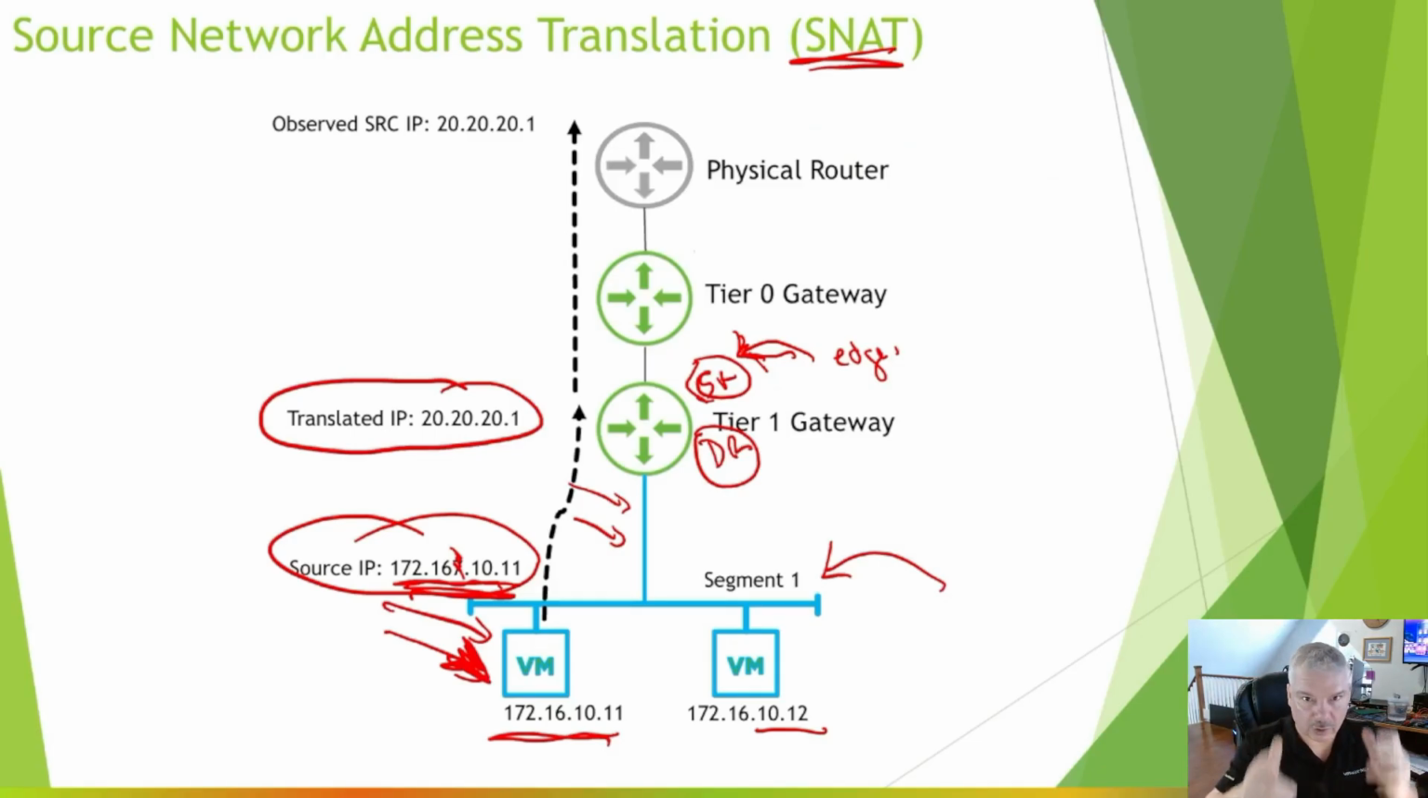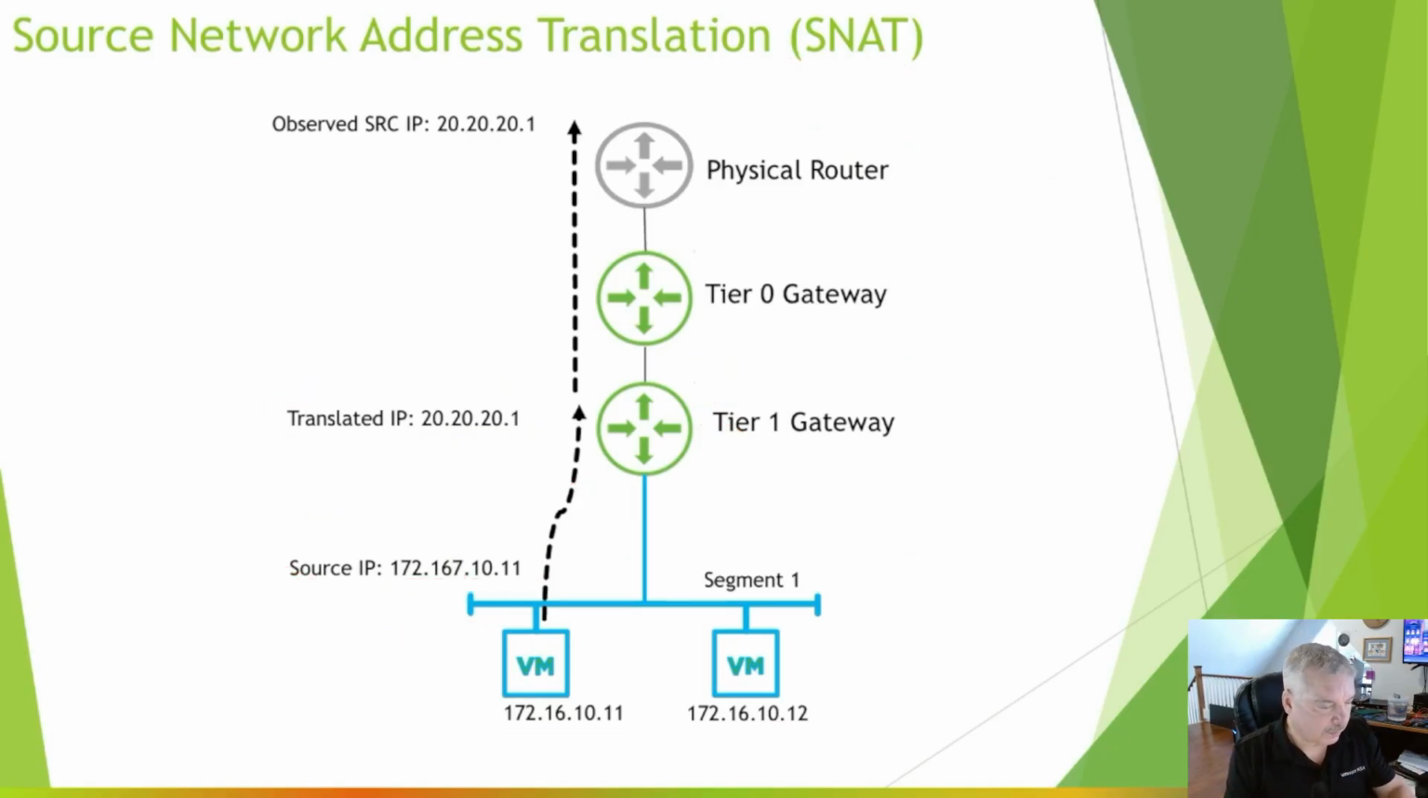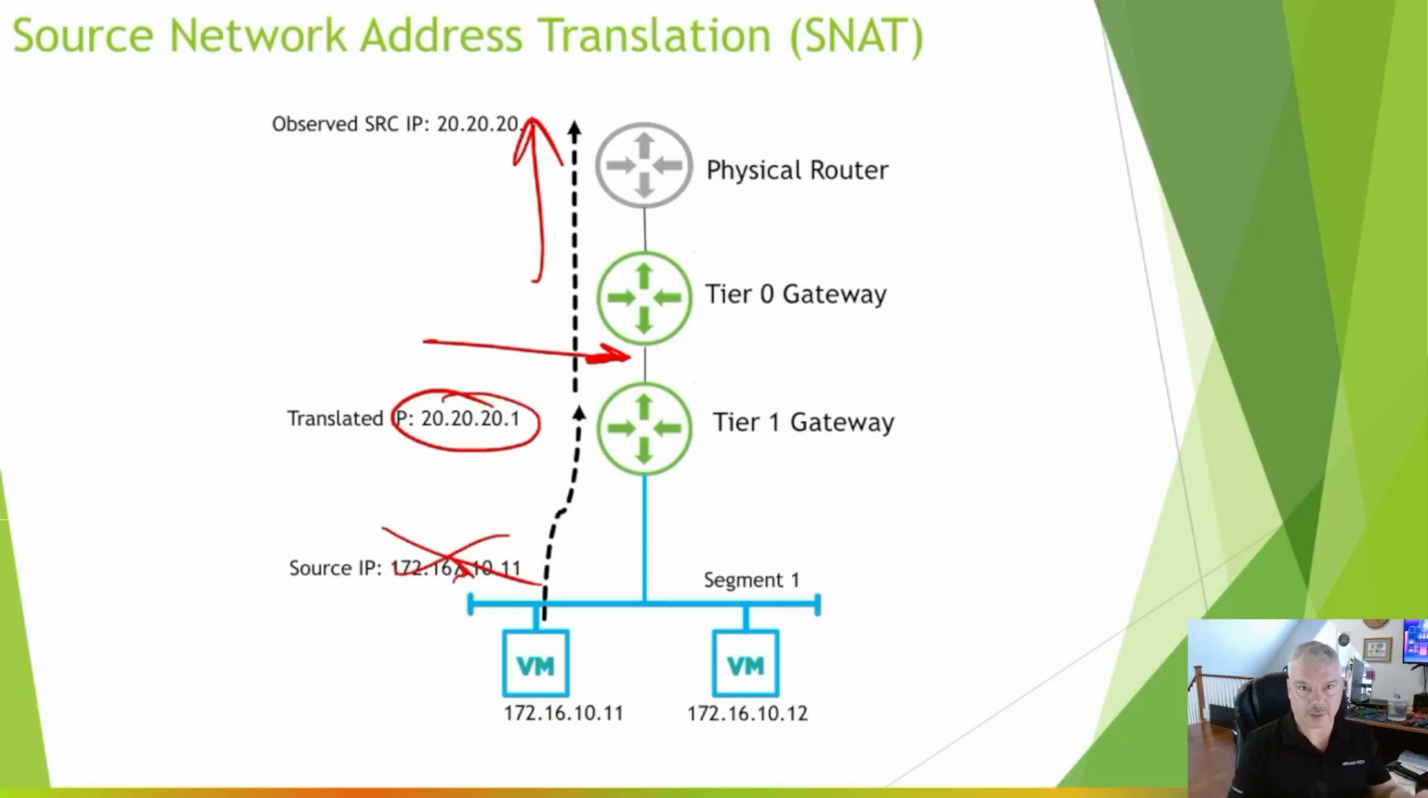That's overkill. Watch my routing videos, okay? So it will then do the translation. So from here at this point now, if I was sniffing it at this packet, I'd look at my layer 3 packet, I'd see the source IP. Source IP would be 20.20.20.1, not the 172.16.10.11. Okay, so the outside world would see it as that.